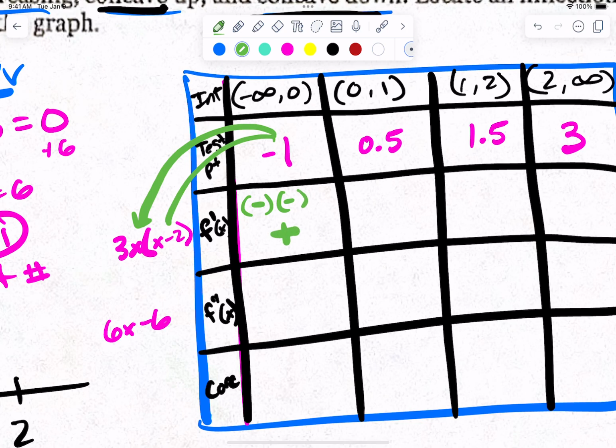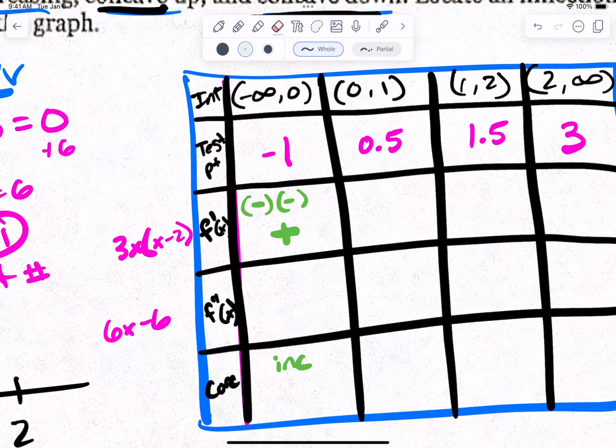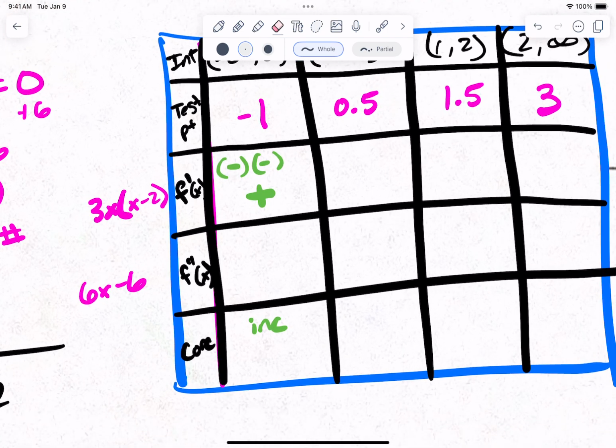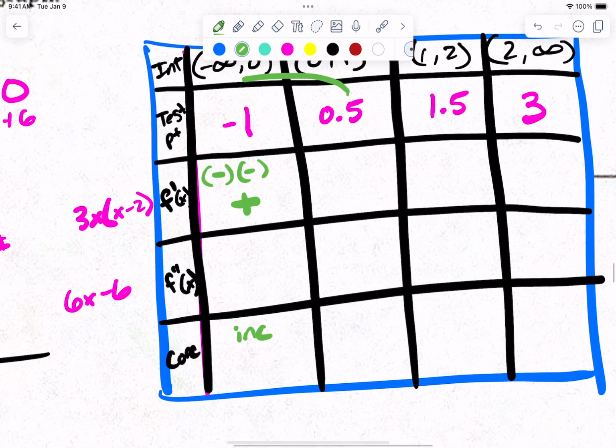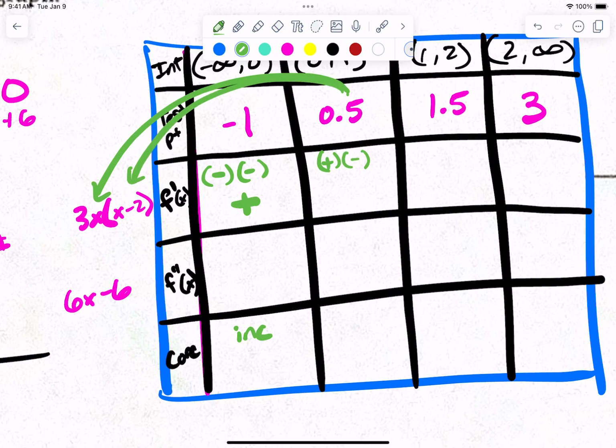So he is positive, which means he is increasing. Whoa, I wrote on the wrong one. We write increasing down on the conclusion row. All right, 0.5 times 3 is positive. 0.5 minus 2 is negative, which means he is negative. So that means he is decreasing.